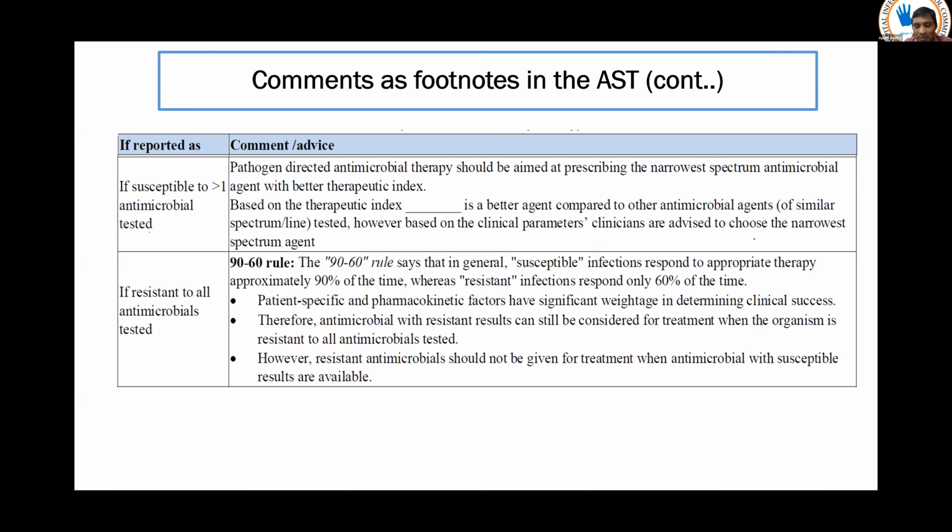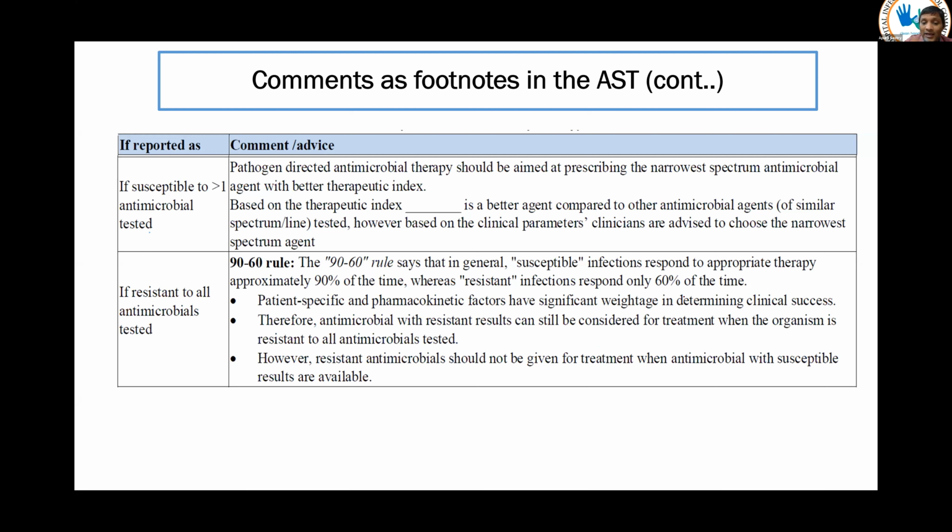That is because, as Suchitra ma'am told, there are various PK/PD parameters. There are significant other parameters which may determine the clinical success. Therefore, antimicrobial agents with resistant results can still be considered.